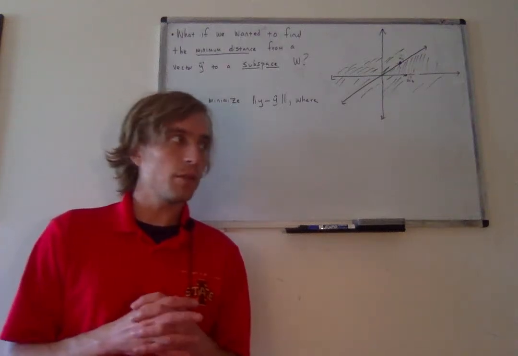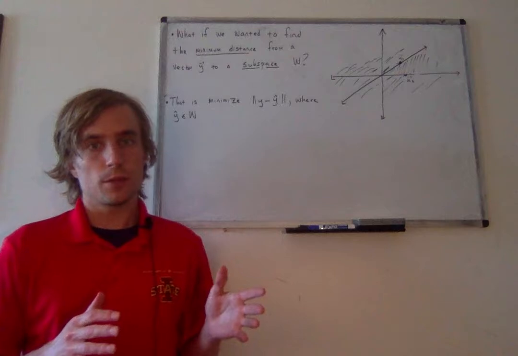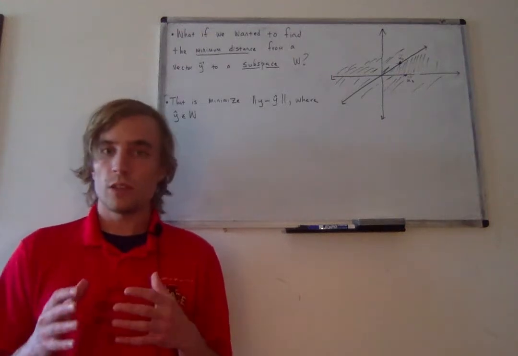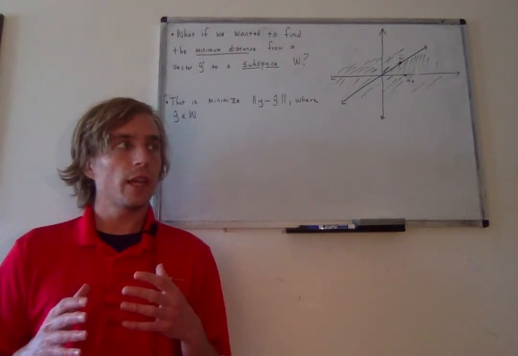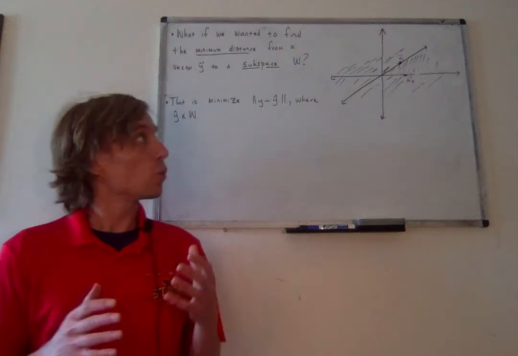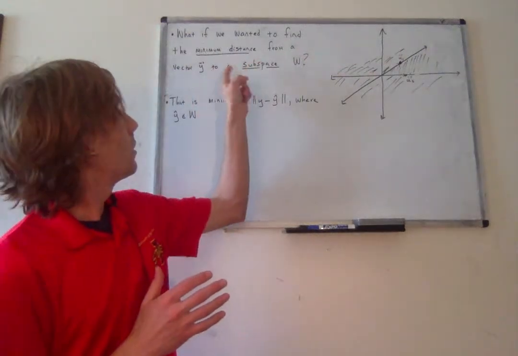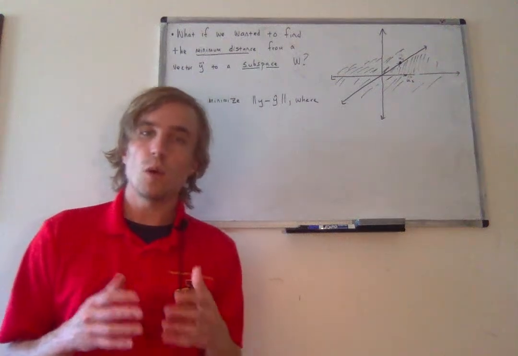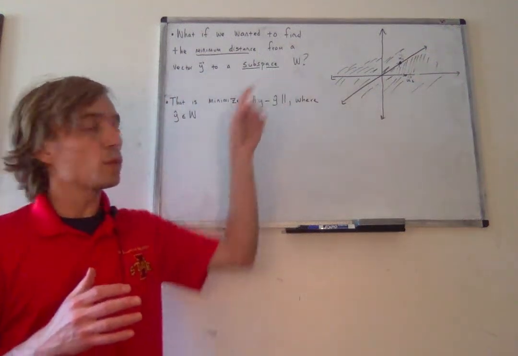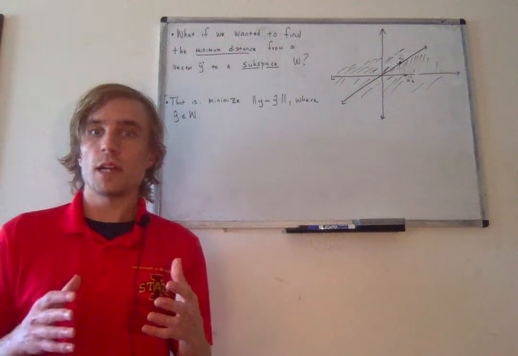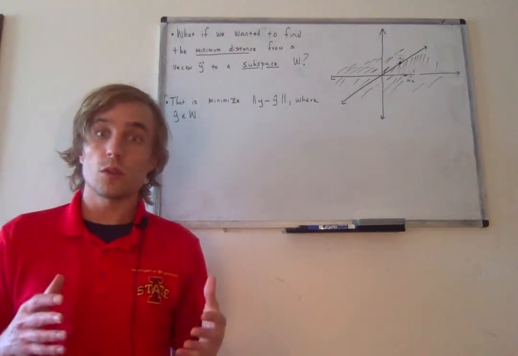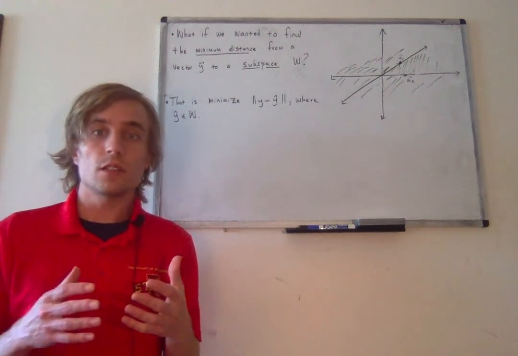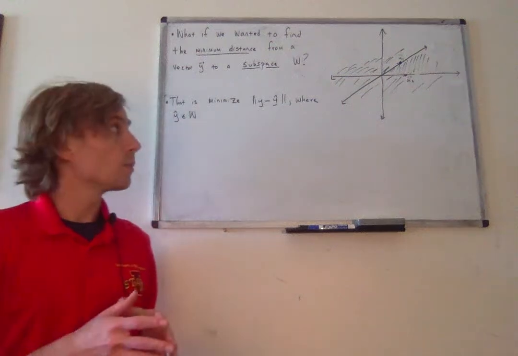I say that because what we want to do in this section is generalize that idea in order to calculate the minimum distance from some vector y to an entire subspace W. And what we're going to do here is maybe allow this subspace W to have dimension greater than 1. That is, what if W has a basis of 2 or 3 or 4 vectors?